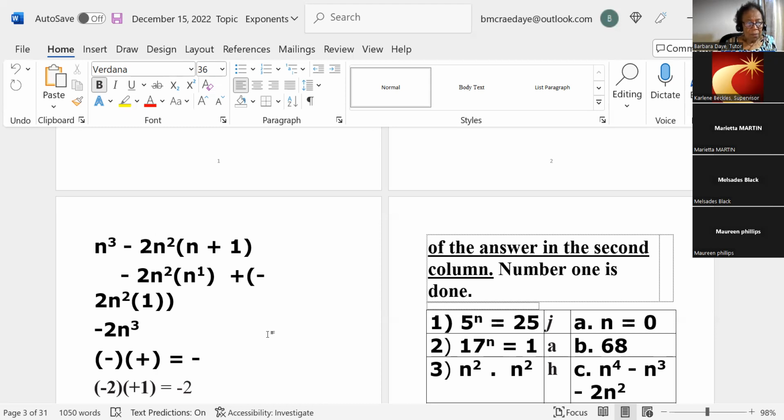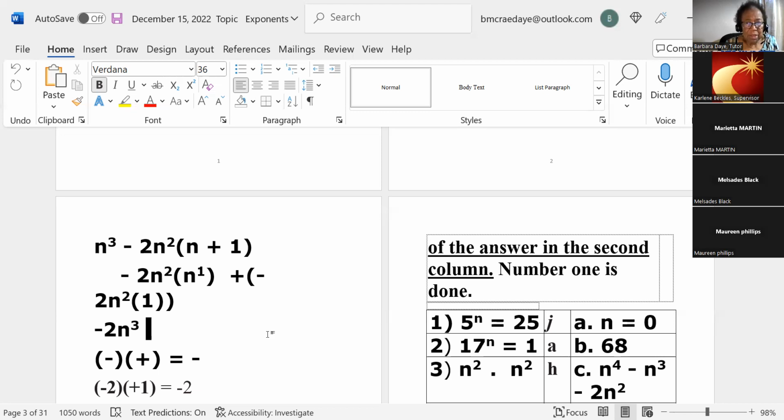It's 2. But what happened to the variable n? Oh, the n. Oh, sorry. Well, no, Marietta. Anytime you multiply an expression by 1, you just get back that same expression.